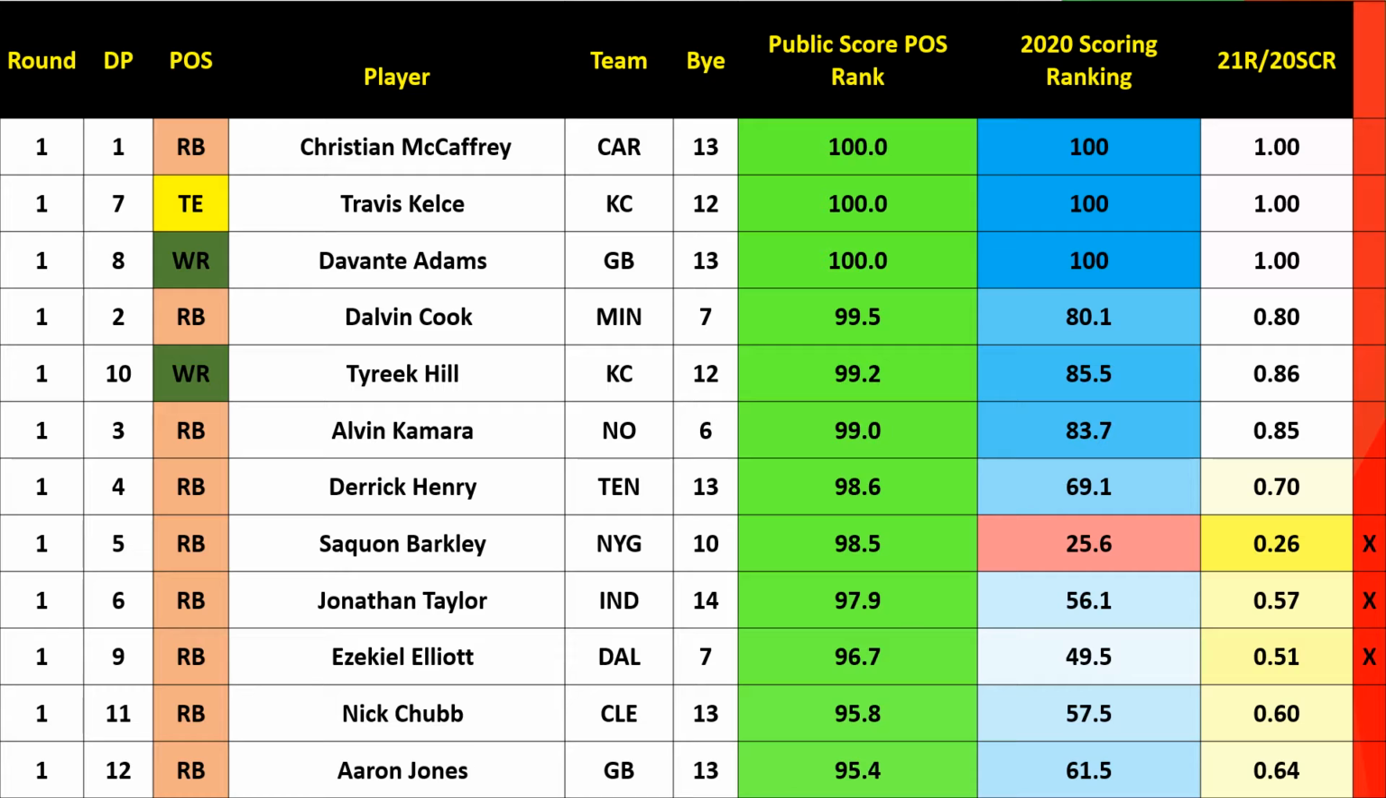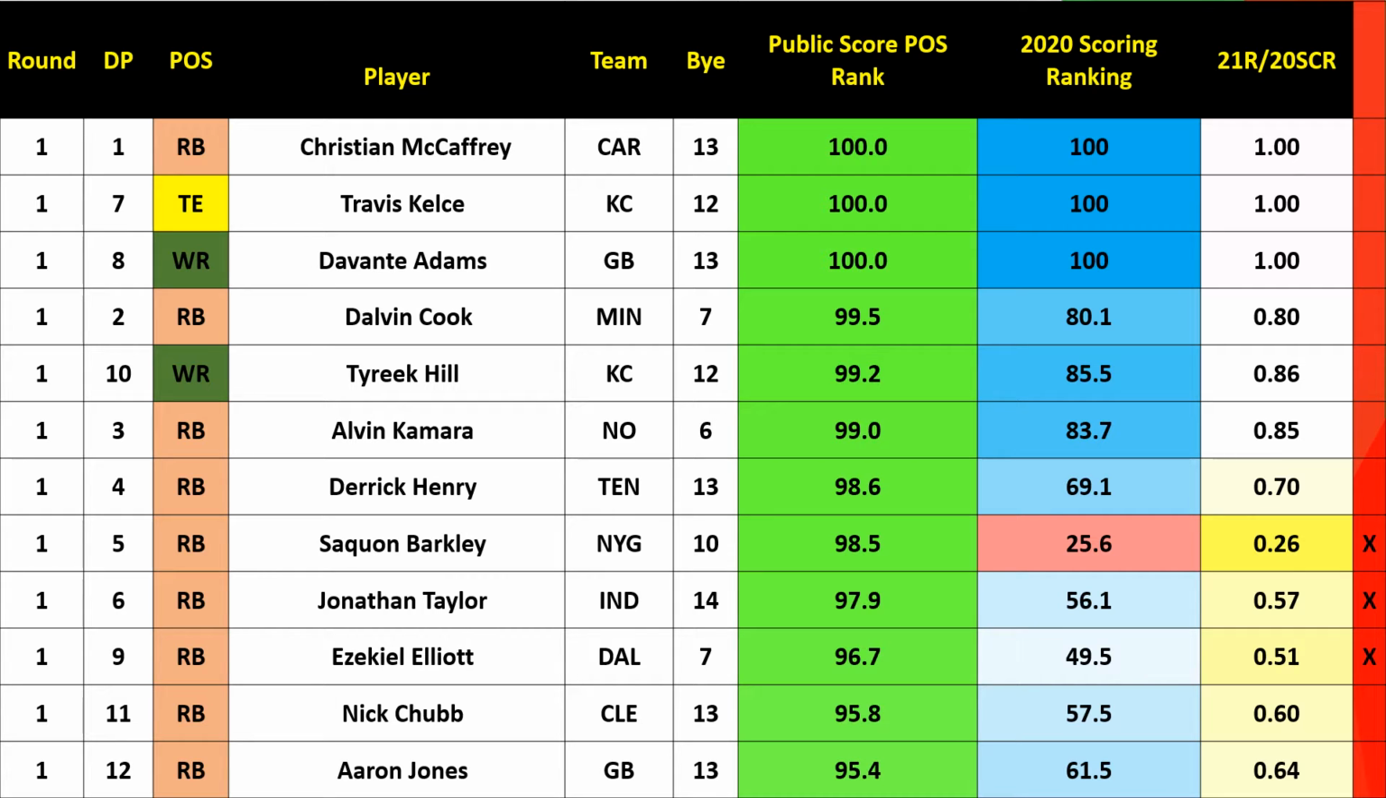I do note that Barkley, Taylor, and Elliott all had scoring issues last year. Elliott had injury. Barkley had issues and injury. Taylor's the only one. People are thinking that he's going to be worthy of a 6th pick. Marlon Mack should be there. Nyheim Hines catches passes out of the backfield, so I'm not taking a lot of Taylor just based on that.